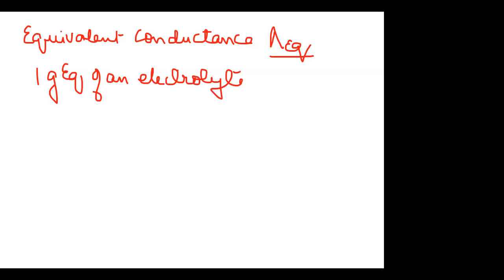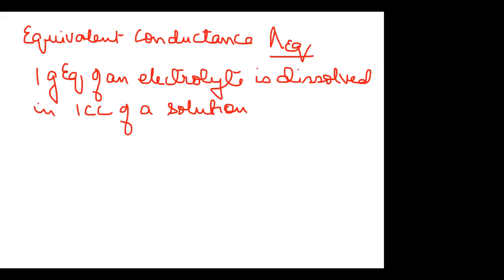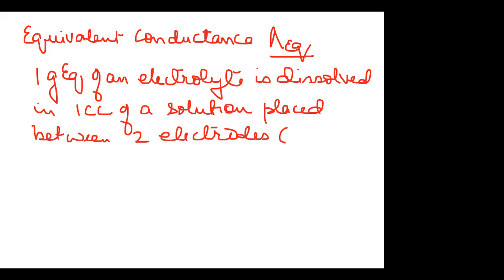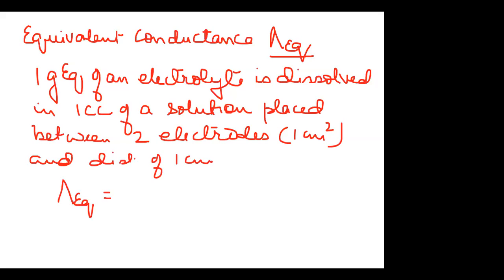1 cc of the solution, 1 centimeter cube of a solution, and is placed between the two electrodes, then we can say, the same definition will go, is placed between two electrodes each having an area of 1 centimeter square and distance of 1 centimeter, then we can say that the equivalent conductance will equal kappa, because kappa is the conductance which is offered by 1 centimeter cube of the solution, and 1 gram equivalent of an electrolyte when it is taken in 1 cc, then that can also be referred to as the equivalent conductance.